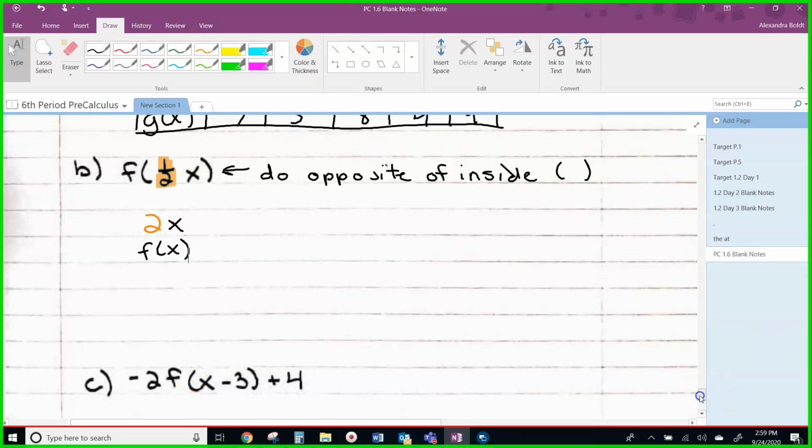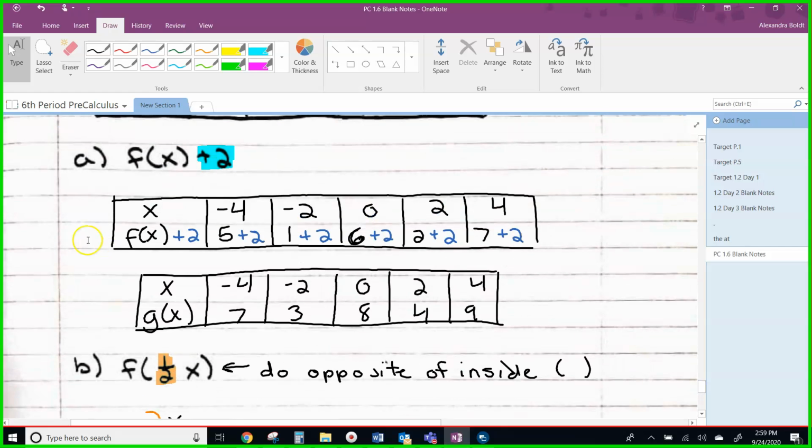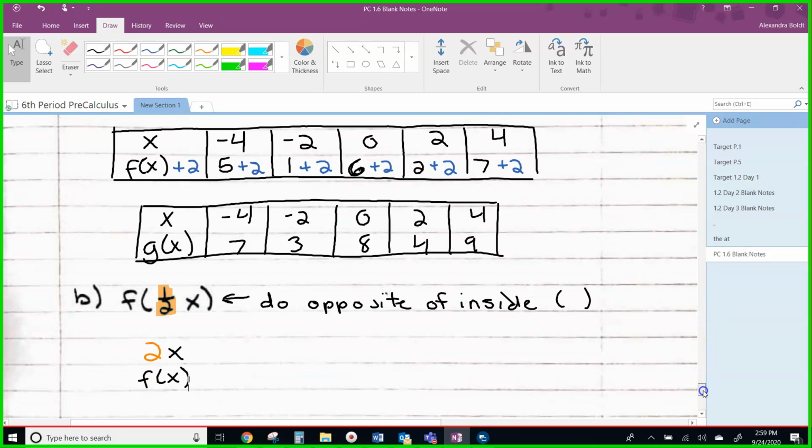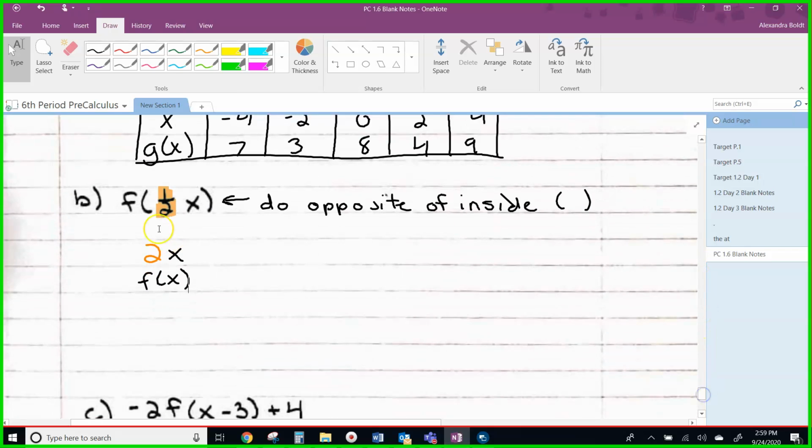So in our previous example, A, something was happening outside, so our x stayed the same, but our f of x changed. Here, now something's happening inside, so our x is going to change, but our f of x is going to stay exactly the same. So I'm still using those points all the way from the top, but now I'm multiplying my x's by 2.